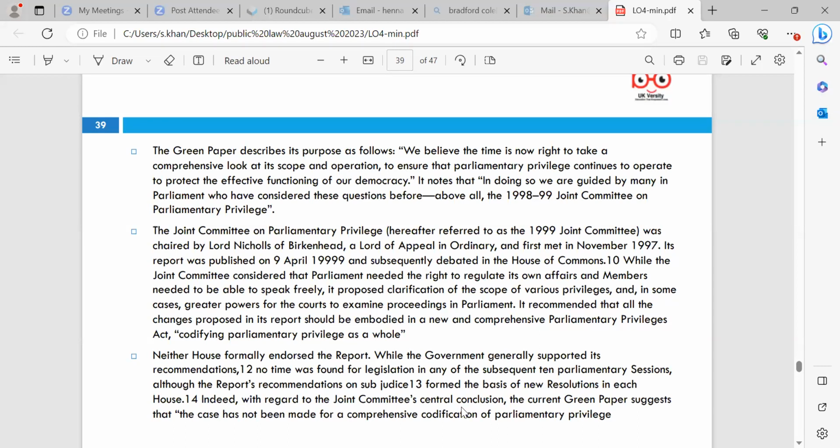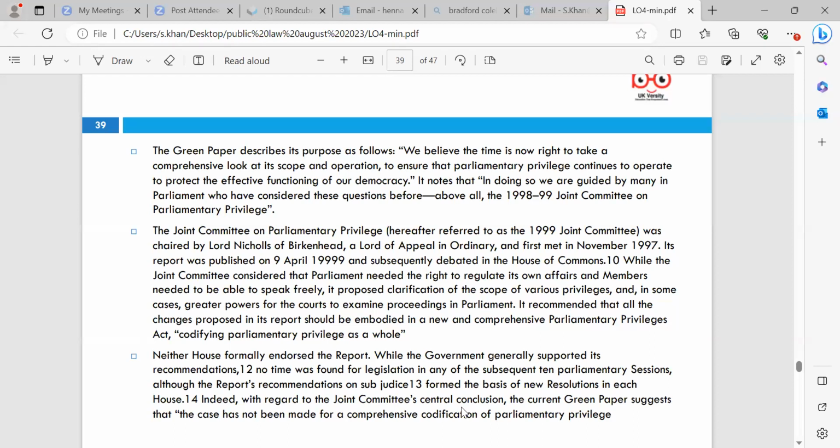Yeah. The Green Paper describes its purpose as follows. We believe the time is now right to take a comprehensive look at the scope and operation of parliamentary privilege, to ensure that it continues to operate to protect the effective functioning of our democracy. It notes that in doing so, we are guided by many in Parliament who have considered these questions before, above all, the 1998 Joint Committee on Parliamentary Privilege.